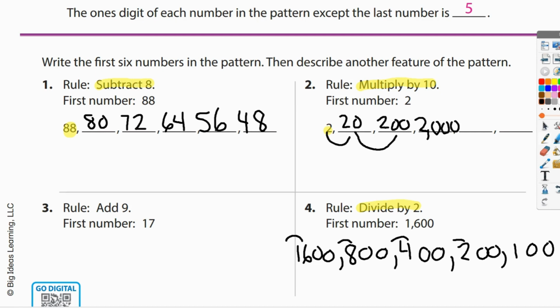And then I can just keep going, because I could say 100 divided by 2. What's half of 100? 50 is half of 100. So the last number would really be 50, because I actually could just look at the 10. 10 divided by 2 is 5. That means now I just have only 1 zero to add at the end. So my number pattern in this case was 1,600, 800, 400, 200, 100, and the last number was 50.